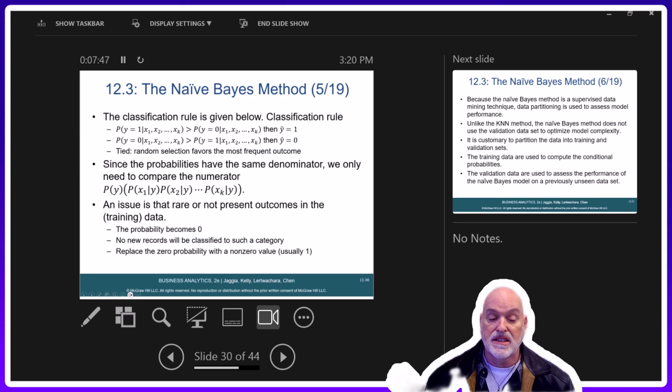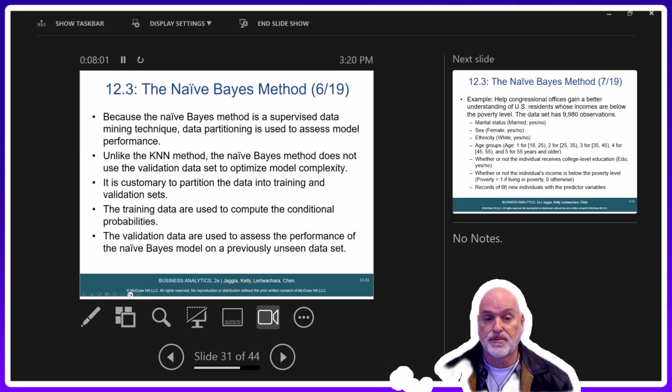An issue arises with rare or not present outcomes in the training data. The probability becomes 0. No new records will be classified to such a category, so replace the 0 probability with a non-zero value, which in most cases is usually just 1.